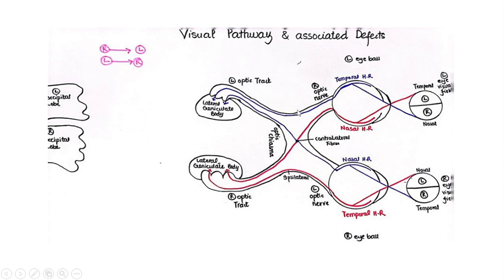So these are the fibers which will remain on the same side in both eyes. These are called the ipsilateral fibers, while the fibers which cross onto the opposite side are called the contralateral fibers, and they cross at the optic chiasma.